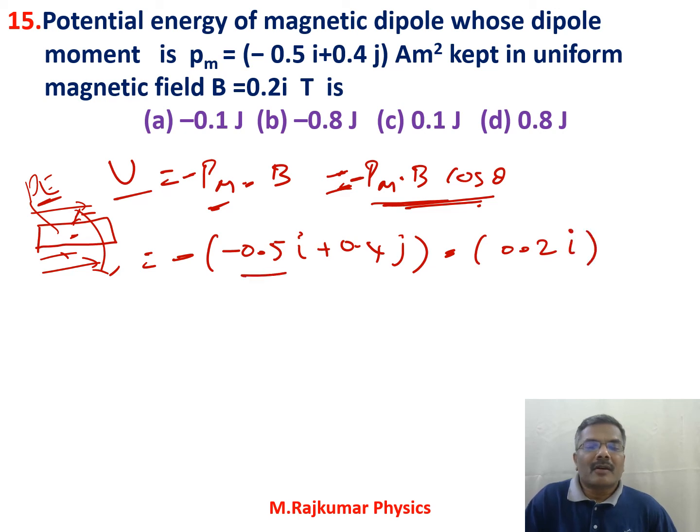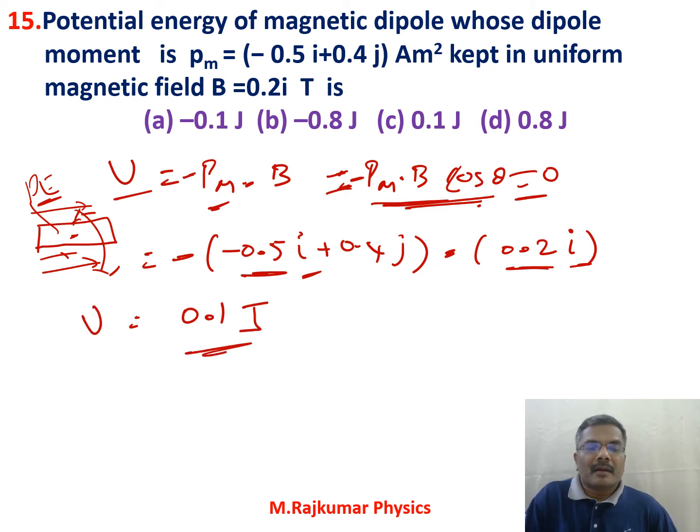If I take the dot product between 0.5 I and 0.2 I, the angle between I and I is 0. If I substitute theta equal to 0, then I'll get cos 0, which is 1. So I'll get Pm into B. Minus into minus is plus. So 0.5 into 0.2 will be 0.1, plus 0.1 joules. This is going to be the potential energy value.